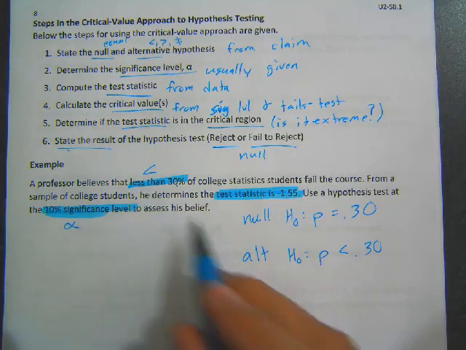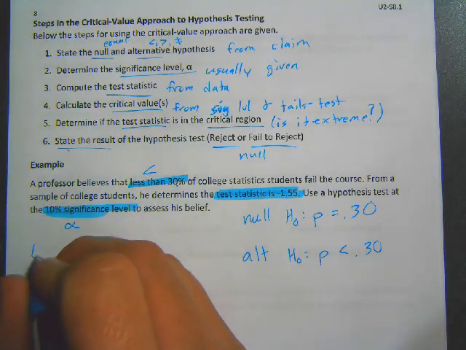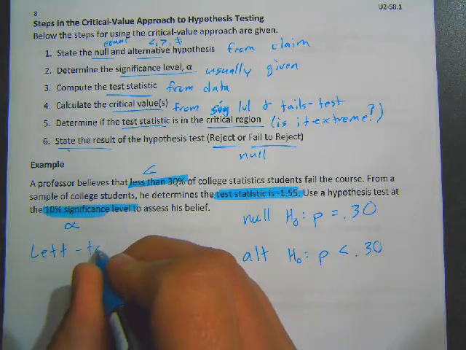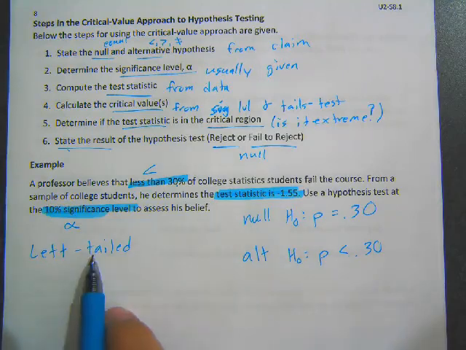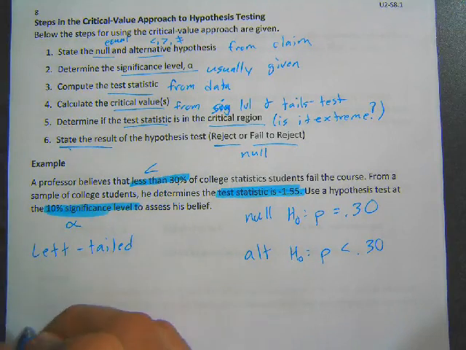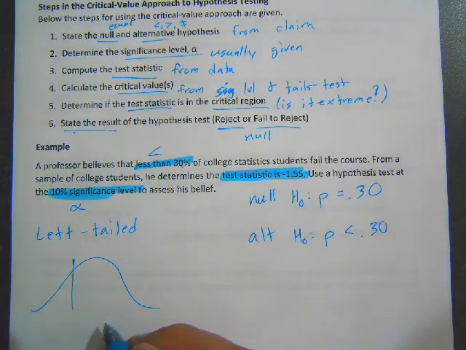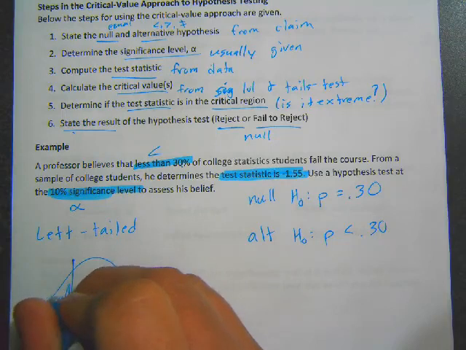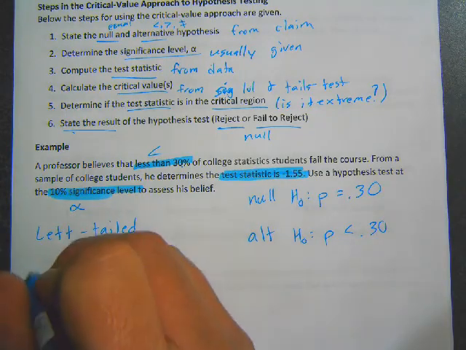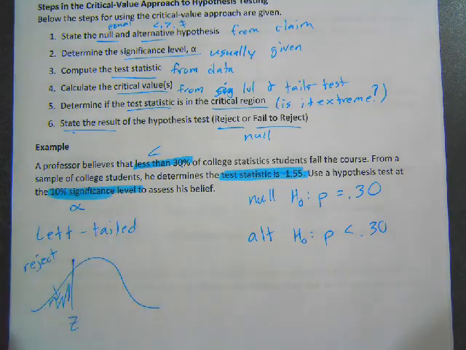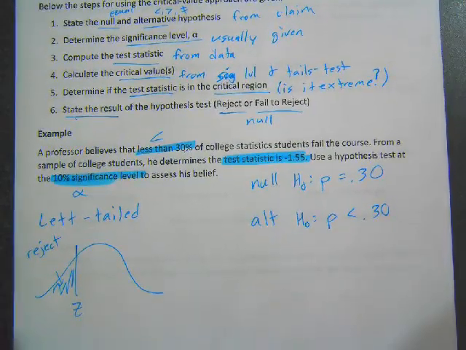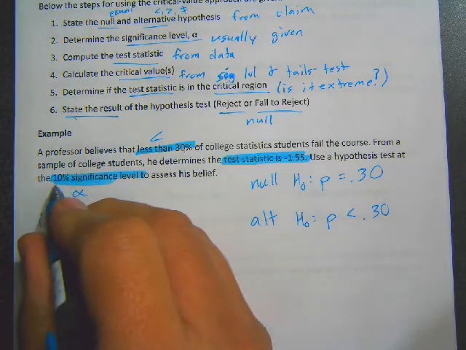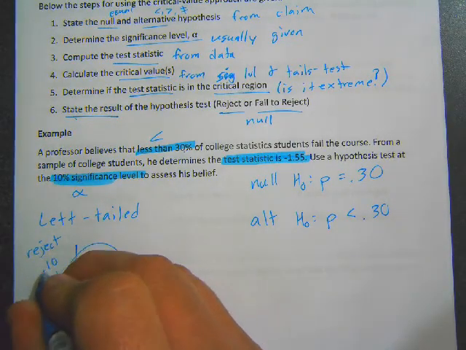Since this is a less than test, this is a left-tailed test. So that's one thing you really want to pay attention to. Notice that the alternative hypothesis actually tells you if it's left-tailed, right-tailed, or two-tailed. Okay, so we're doing a test where we want the critical value of the z-score to mark off this region, because that's our rejection region. This is where we reject. Remember, the rejection region always has the same area as your significance level. So this rejection region should be 0.10, or 10%.